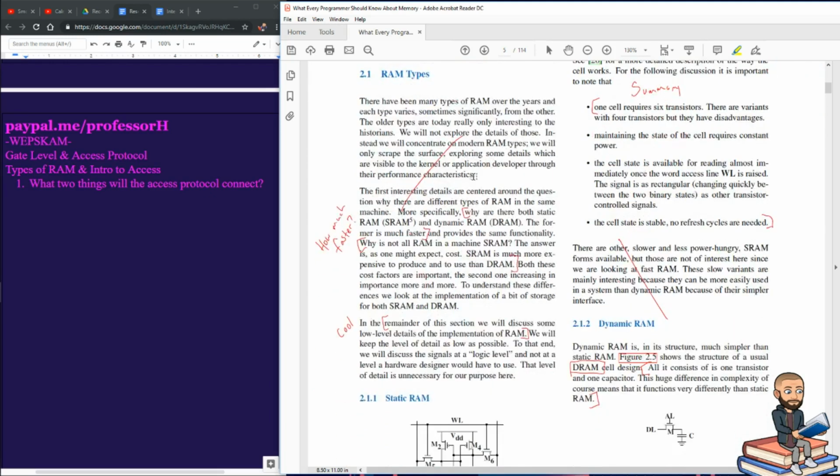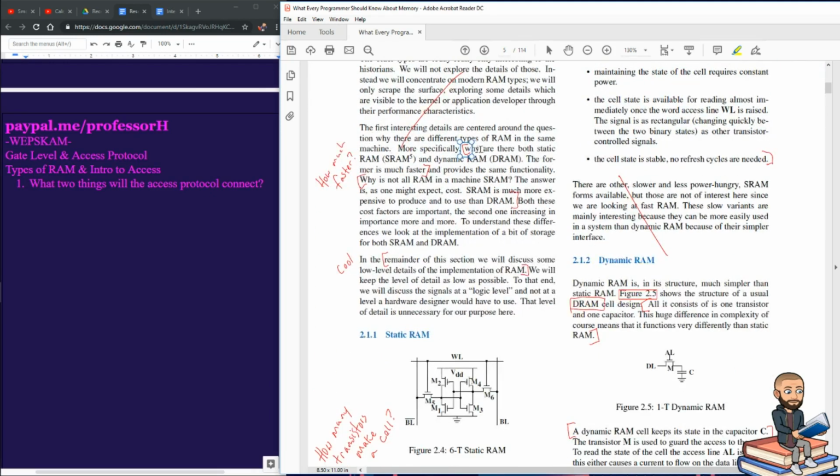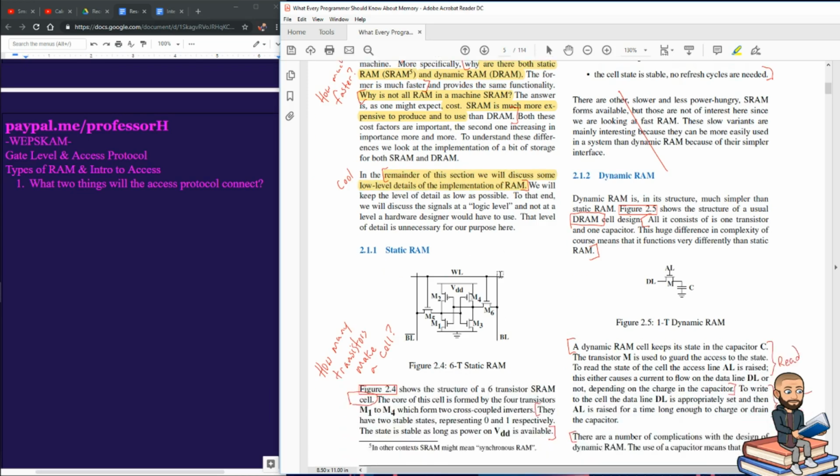So let's skip the first part there and jump down to why there are static and dynamic types of RAM. If static is so much faster, why would we ever use DRAM? Well, not surprisingly, cost. SRAM is more expensive to produce and to use. So in today's video, we'll be getting really into the low-level details of the implementation of the concept of RAM.